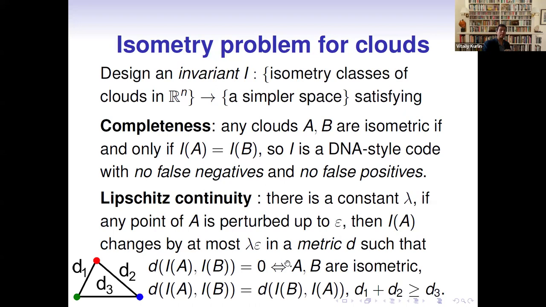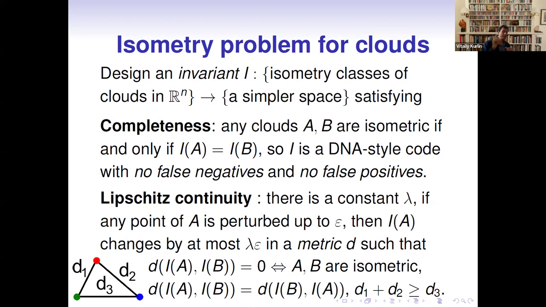And if this first metric axiom is satisfied, then it guarantees us a solution to the isometry detection problem. Because if you'd like to understand whether two point clouds are isometric, then we simply compute the distance between the complete invariant values and check whether it is zero or not. If zero, yes, they are isometric. If not zero, no, they are not isometric.